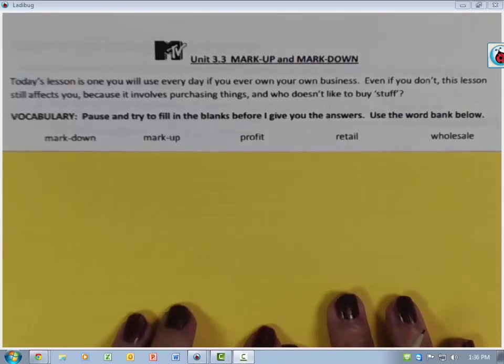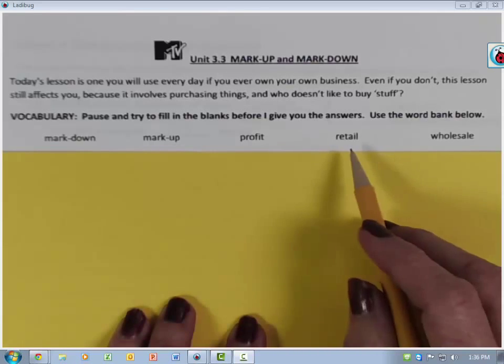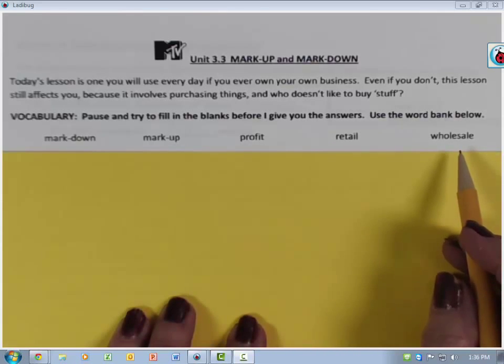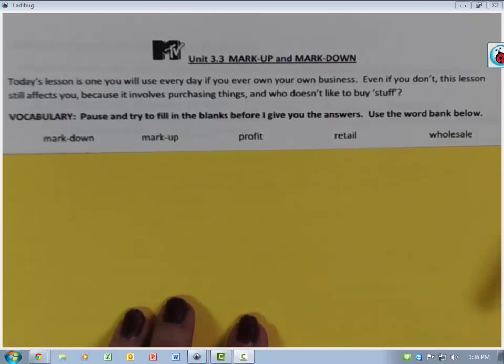Some of the vocabulary is markdown, markup, profit, retail, and wholesale. Pause and try to fill in the blanks before I give you the answers by using the definitions below.